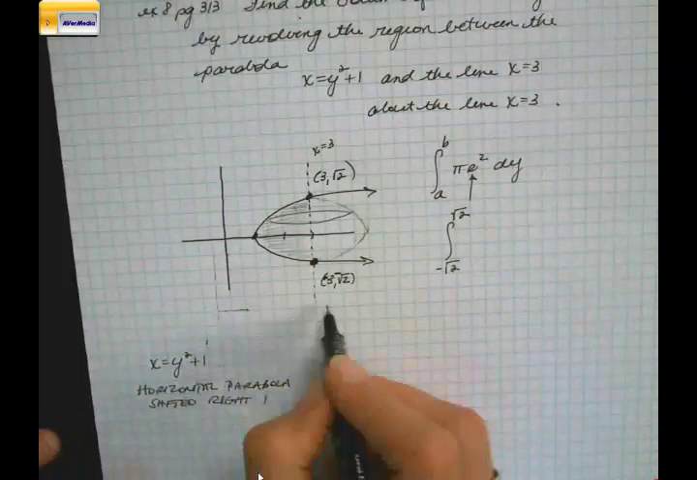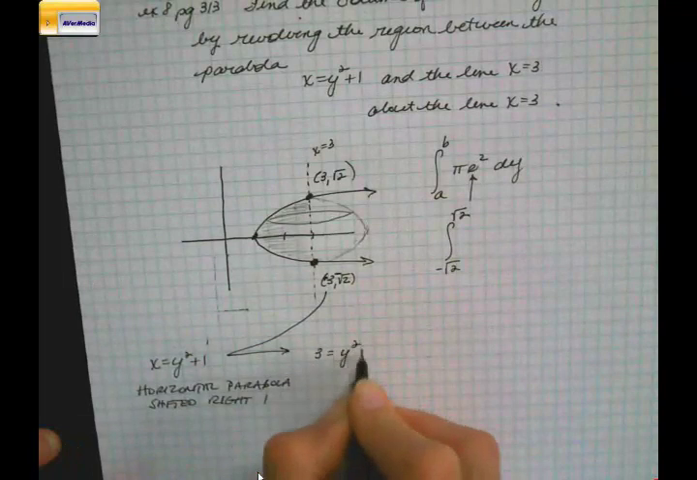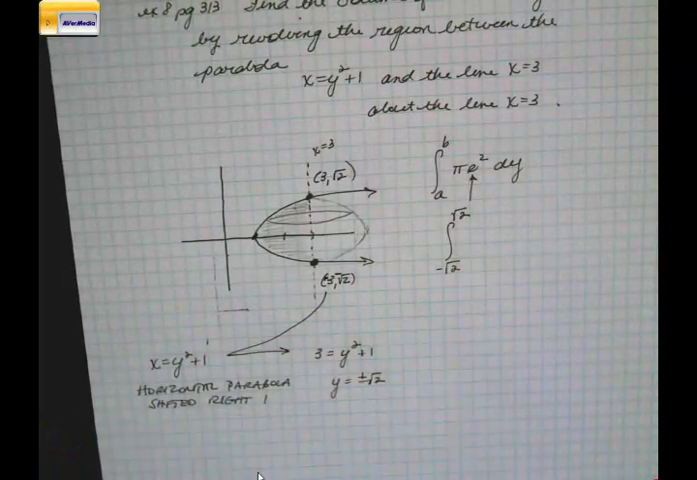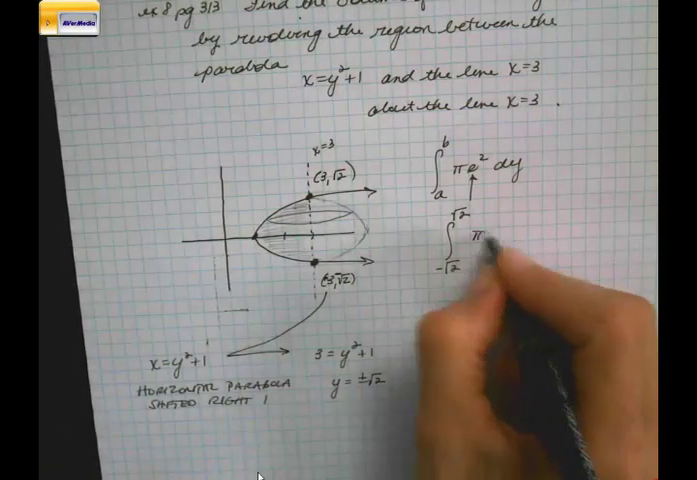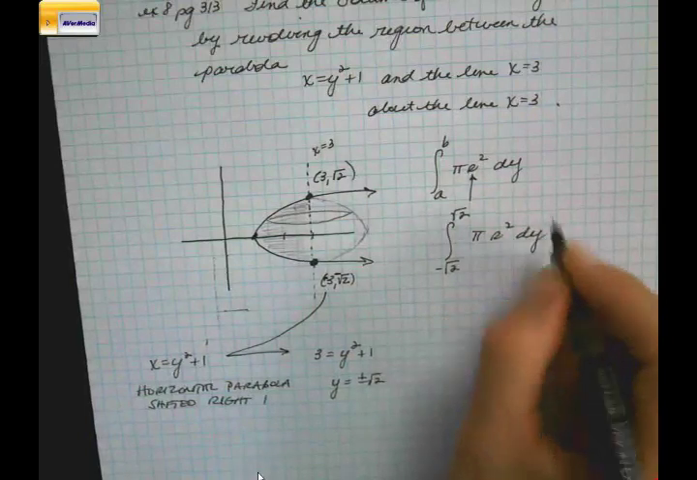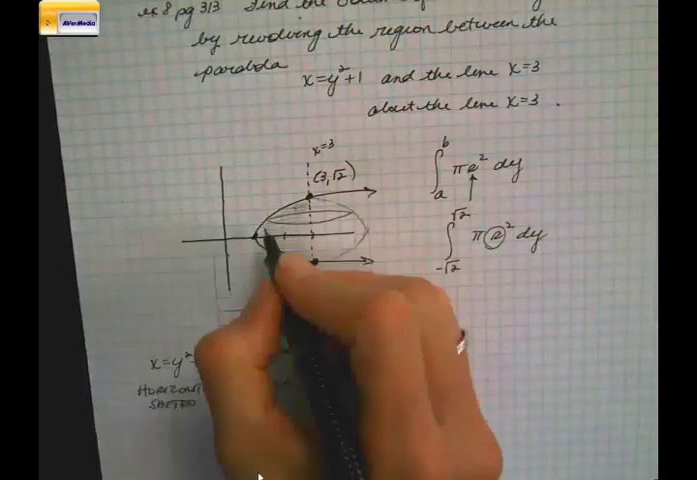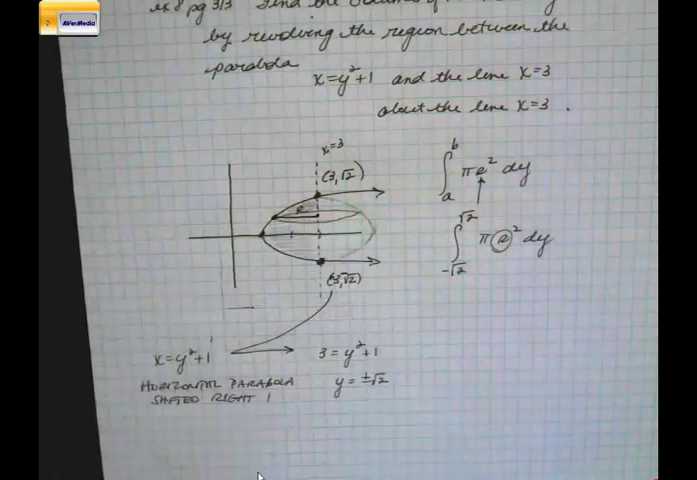And that was found by using your equation. So if you put an x value of 3 in, then y will equal plus or minus the square root of 2, which is the lower and the upper limits of your integration. So you're going from negative square root of 2 to positive square root of 2 of, again, pi r squared dy. Now we've got to figure out what r is. R is from here to here. This is your r.